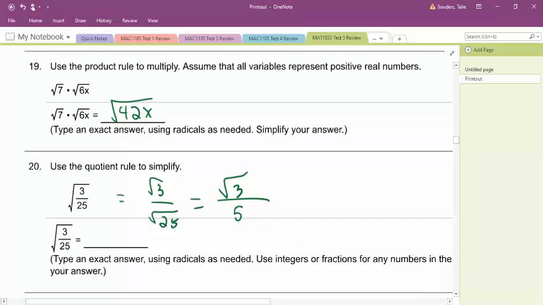Be careful when you type this into MyMathLab that only the 3 is under the radical. So there is a difference between inputting that answer and inputting this answer, right? So you have to be careful when you type it in that you're not putting the whole thing under the radical.